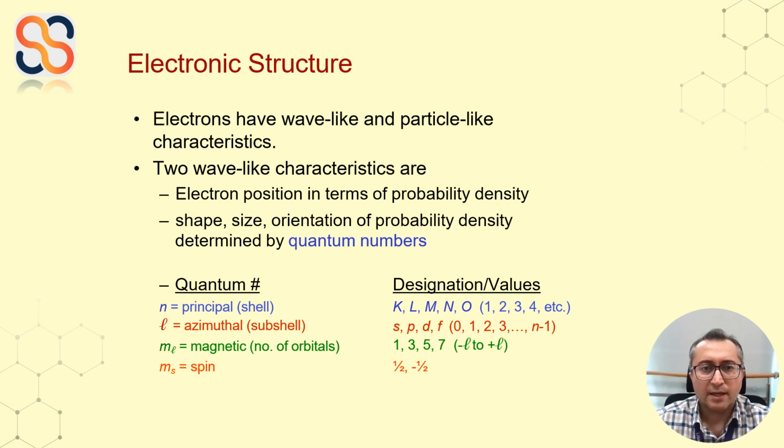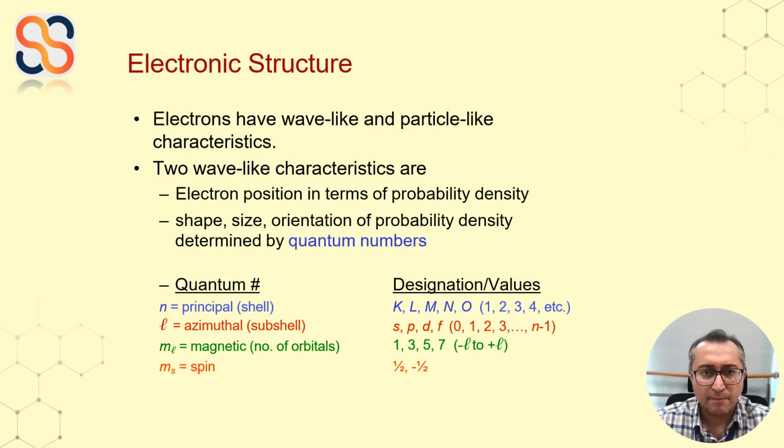Number two, azimuthal quantum number, l. This one tells us the subshell or the shape of the electron's probability cloud. The possible values are s, p, d, f, corresponding to 0, 1, 2, and 3. So, for example, if n is 2, then l can be either 0 or 1, meaning the electron could be in an s or p subshell.